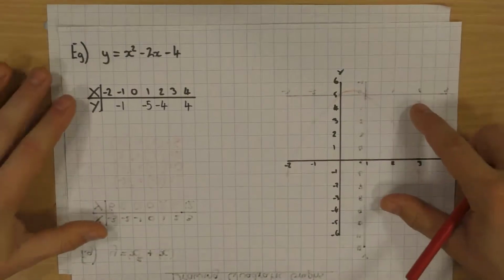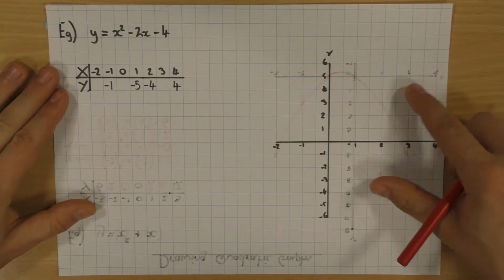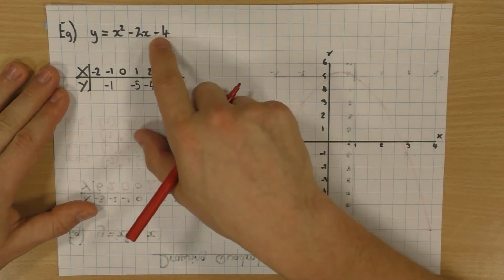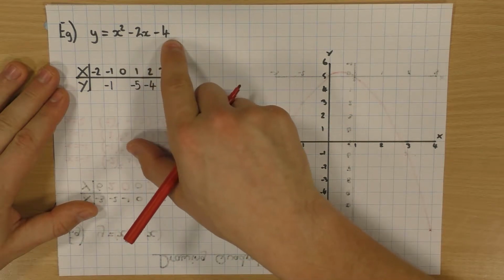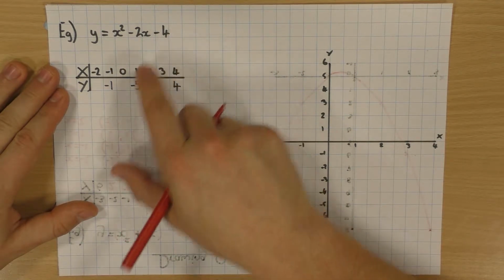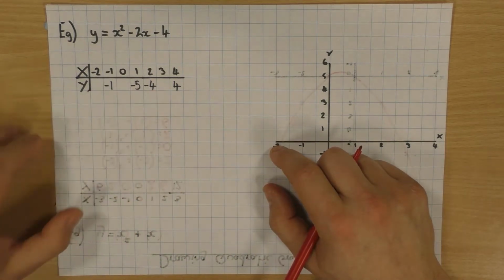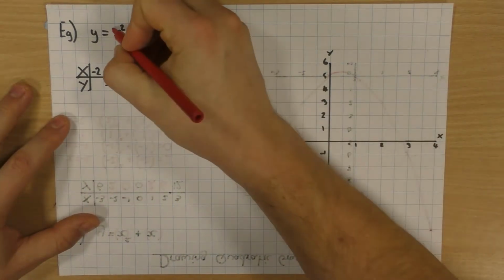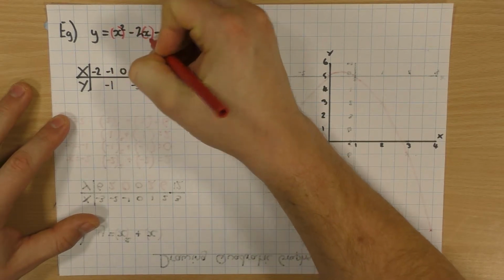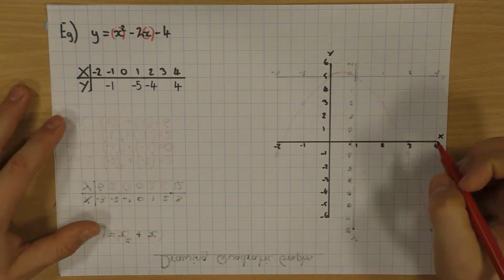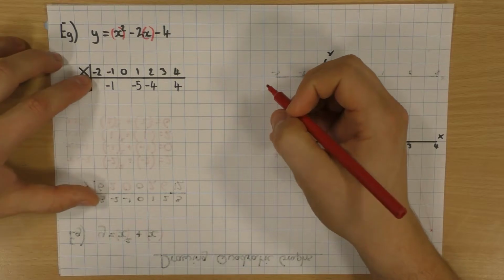Now let's have a go at this one. So again, I've got my equation here. This time I've got x squared minus 2x minus 4. And I've got my table of values here with some of them filled in, and I need to fill in the missing ones. So exactly the same thing. I'm going to put the brackets around my x's so I know what I'm going to substitute in. And let's get going then.